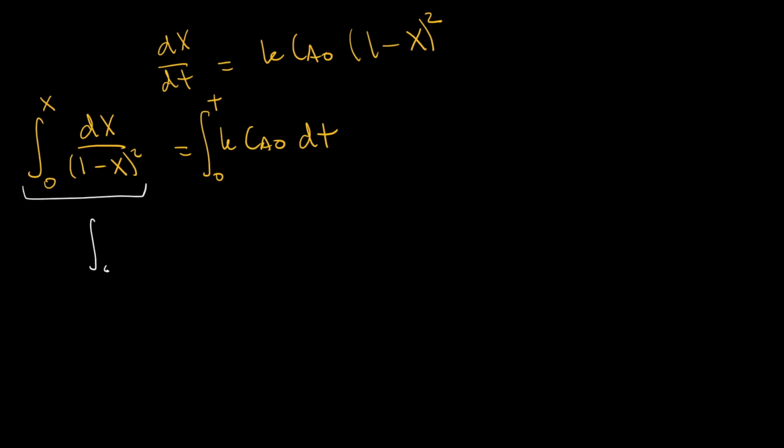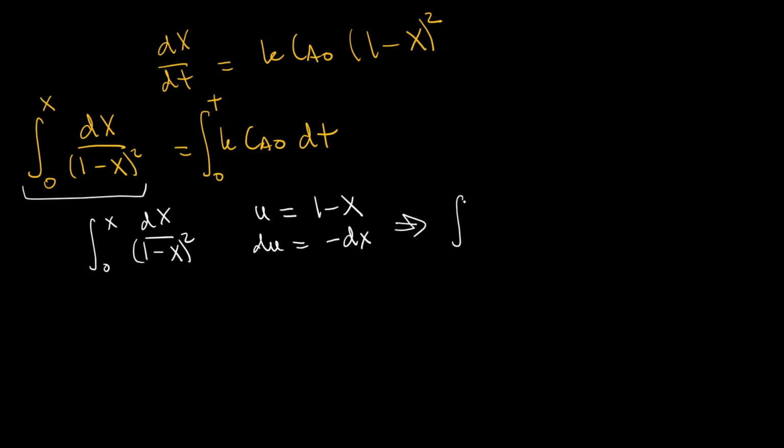So the integral from 0 to x of dx over (1 minus x) squared. I'm going to solve this with a u substitution. So let's set u equal to 1 minus x. And then we know du is going to be negative dx. So let's plug in these two values for this integral. I'm going to leave off the bounds just for convenience. We get minus du divided by u squared.